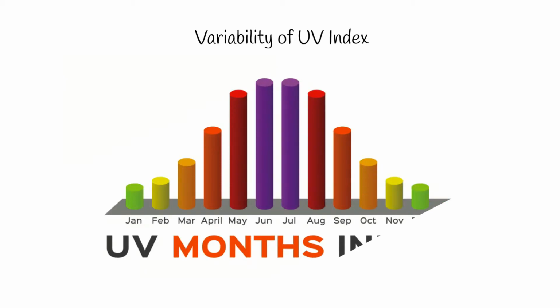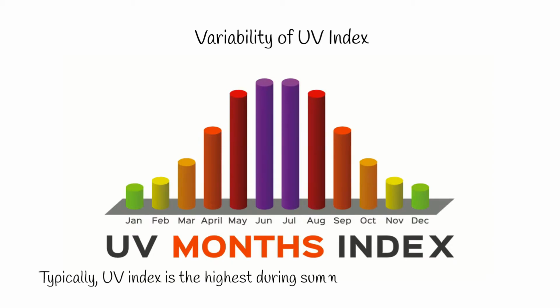Variability of UV index. Are you able to spot the peak in the year? Typically, UV index is the highest during summer. It can reach up to UV 12. The peak begins in the month of May to the month of August.